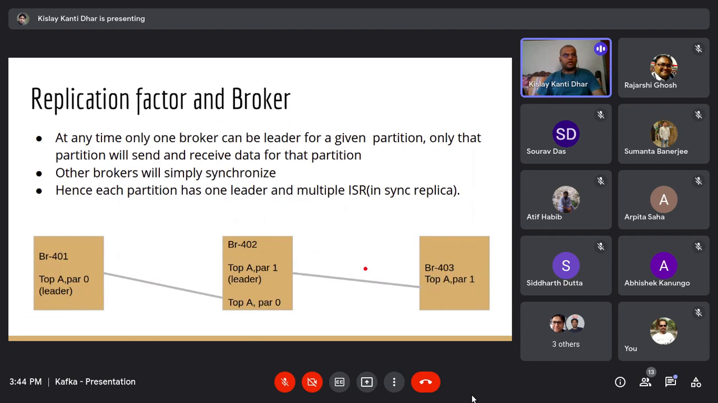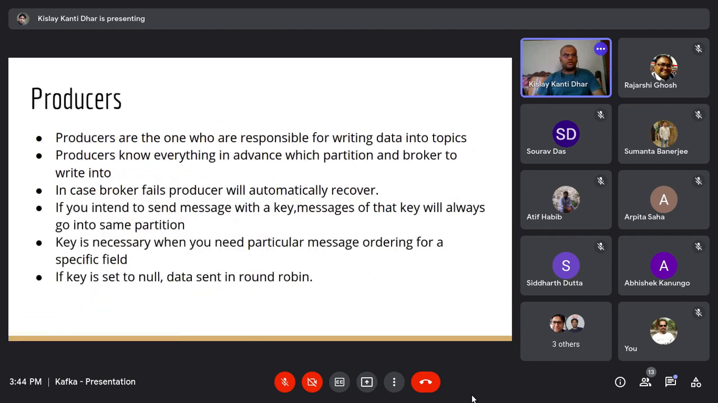Next is producers. Now, what are producers? To put it simply, producers are something which are writing into the topic. Sources where we are actually getting the data, and we are putting the data into our Kafka clusters, and those Kafka clusters are containing it inside, in the brokers.